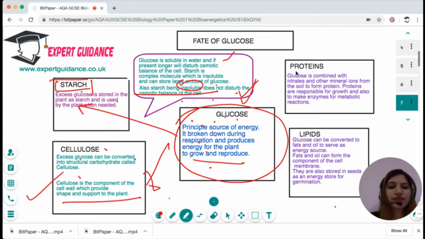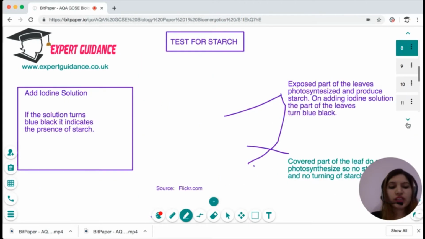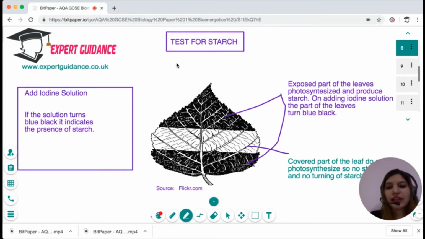The glucose, if it combines with nitrates and other mineral ions, can form proteins. The glucose can also be converted into lipids, fats and oils, which can be stored as an emergency food reserve, or they can also be stored in the seed, which can provide the energy store for germination. So you should know the various ways in which glucose is used up in a plant cell.